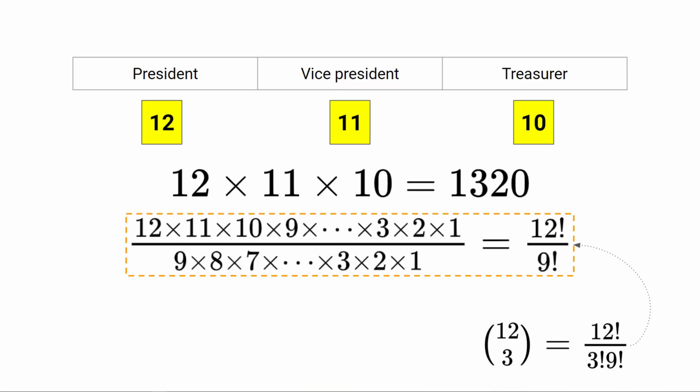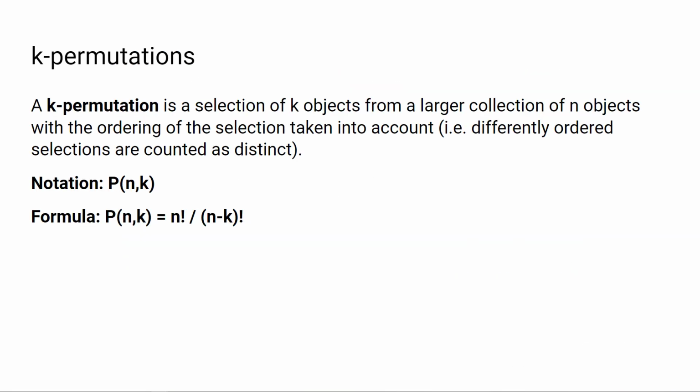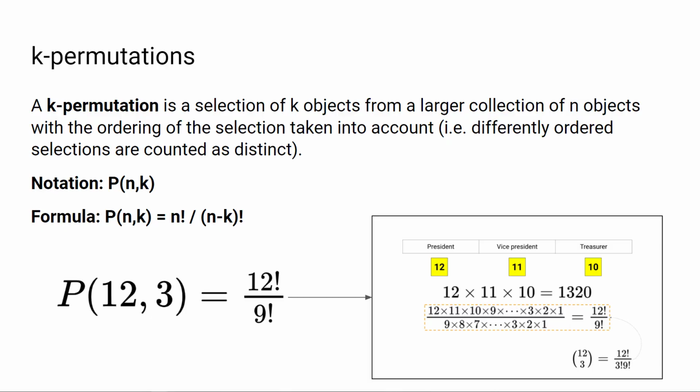In general, when you make a selection of k elements from a larger group of n elements and do so in a way that takes the ordering of the choice into account, this is called a k-permutation, and this is denoted P of n comma k. We just learned that P of n comma k is always equal to n factorial divided by n minus k factorial. For example, we saw that P of 12, 3 is 12 factorial over 9 factorial. And this isn't some magical formula, it's just the multiplicative principle at work.